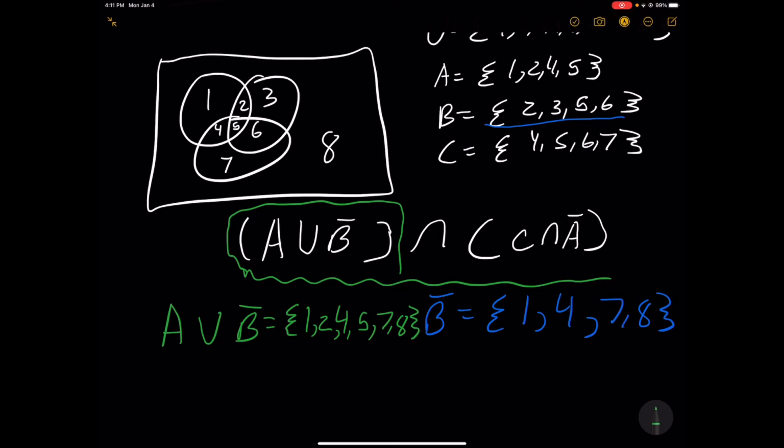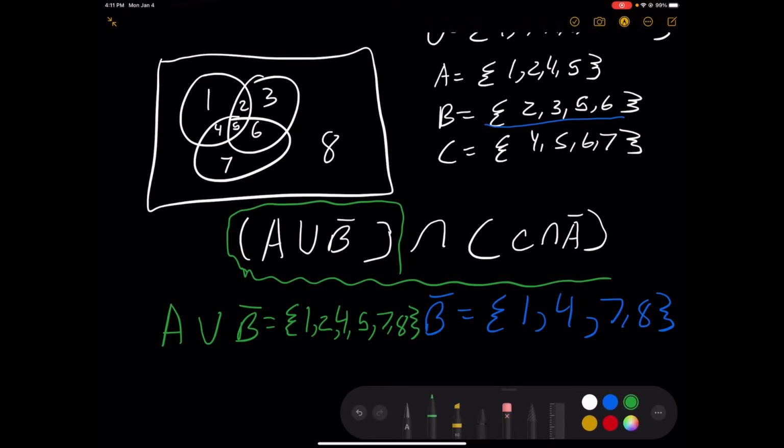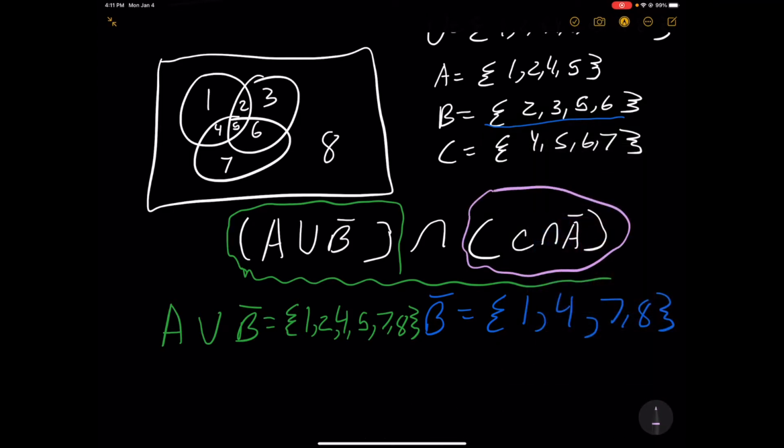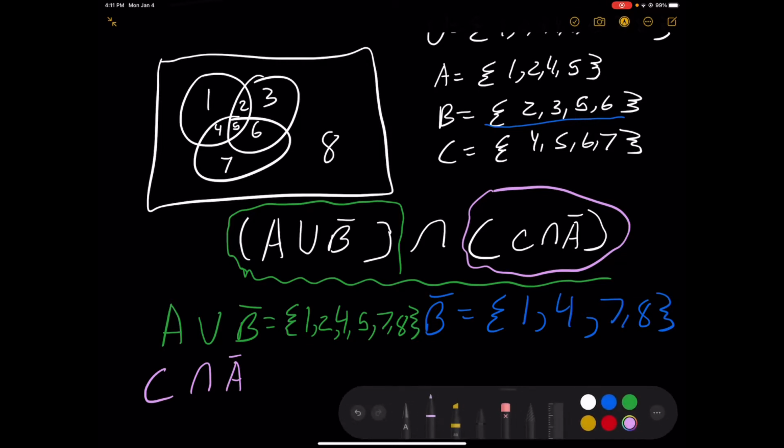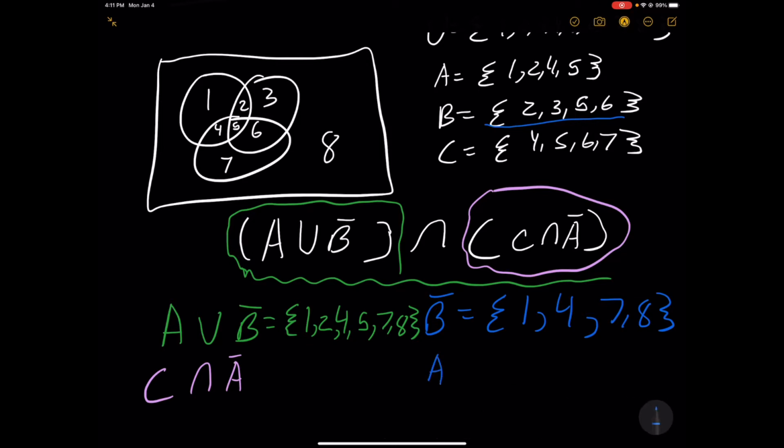Now we will look at the next piece. I'll use purple. We'll look at this one next, and we will find what is C intersect A complement. And this time we need to know what A complement is. So we'll do the backup work. A complement is equal to the opposite of A. A is 1, 2, 4, and 5, so it doesn't include a 3. It includes a 4, 5. It doesn't include a 6, 7, or 8.